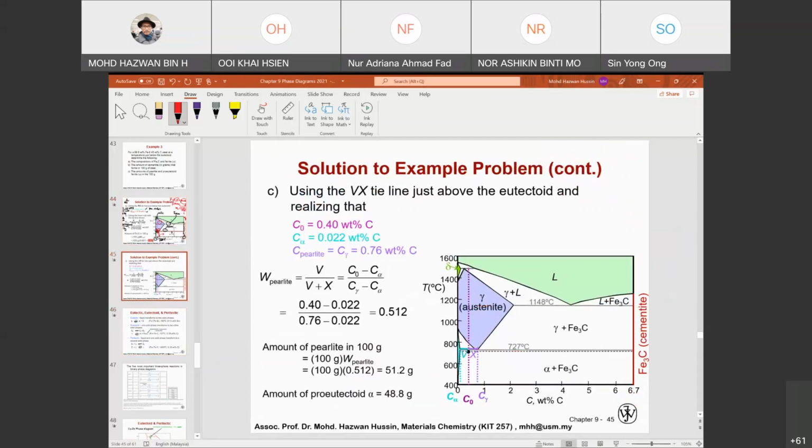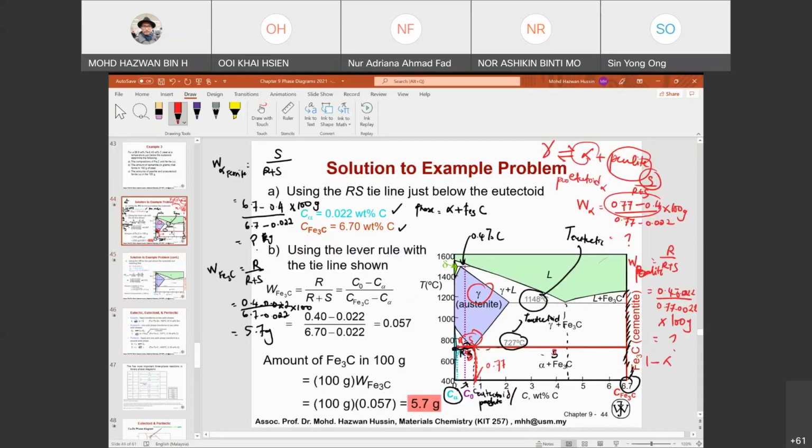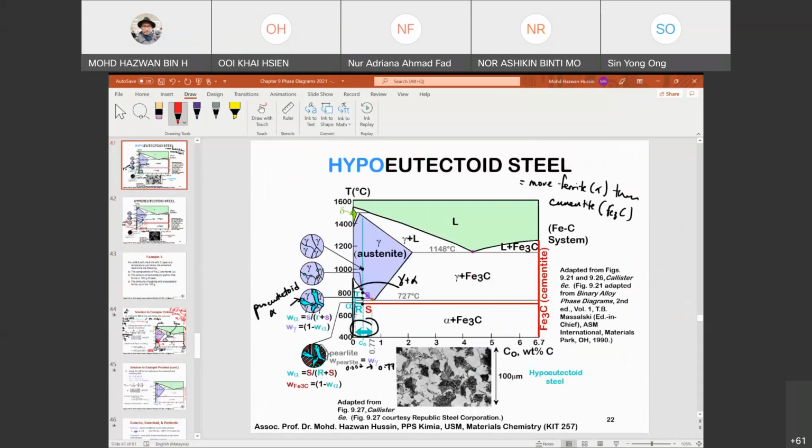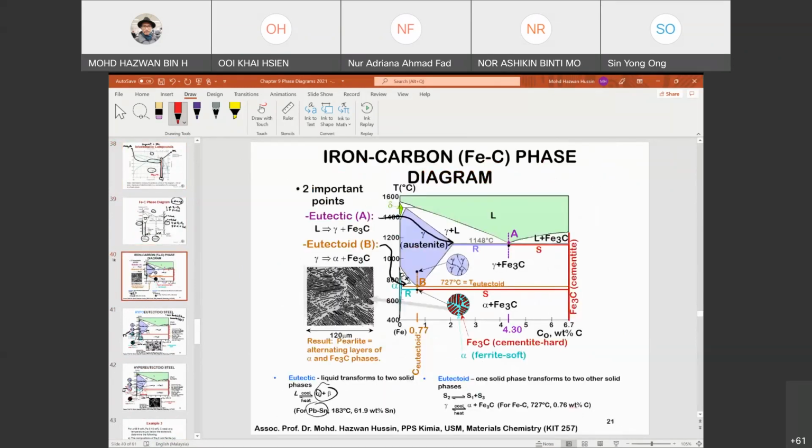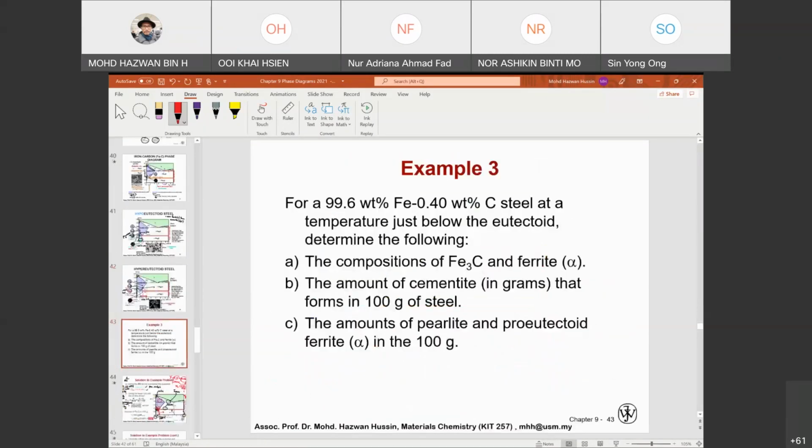Remember that in the definition of intermetallic compound that I've told you earlier, an intermetallic compound normally forms if you have a phase that forms in a vertical line. So like this one, you have magnesium lead, Mg2Pb, that forms in a vertical line. In the case of cementite, you will see that cementite forms at around 0.7, and the line is a vertical line. So this can be identified as an intermetallic compound as well, right?